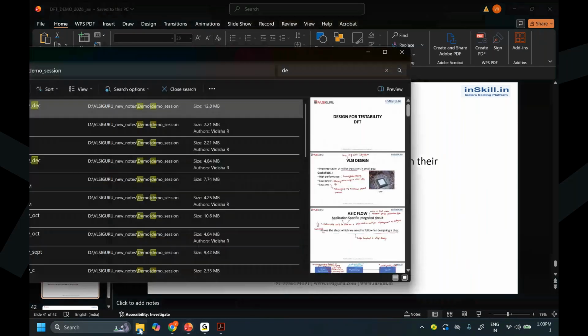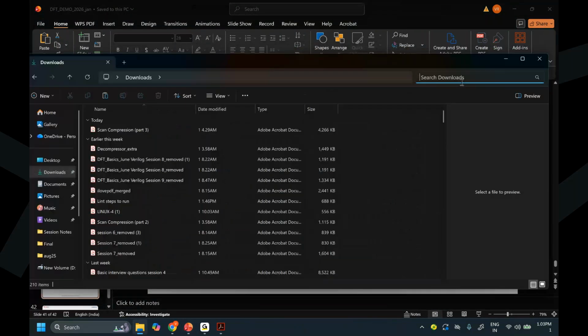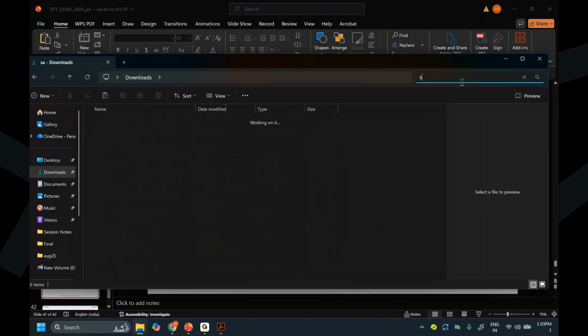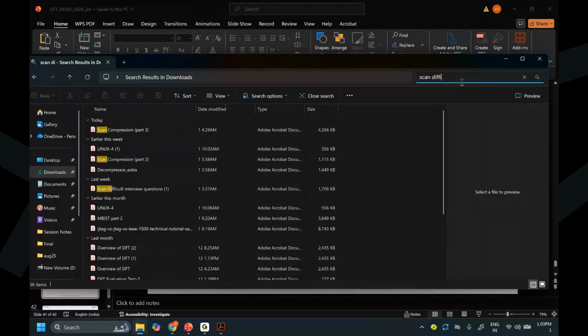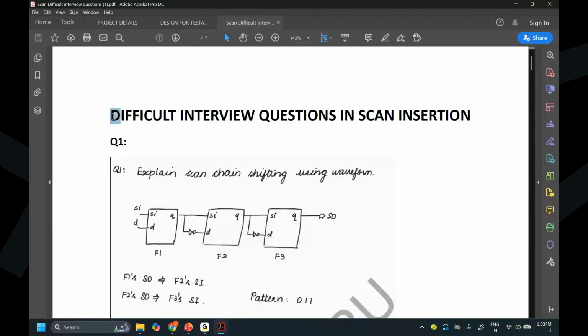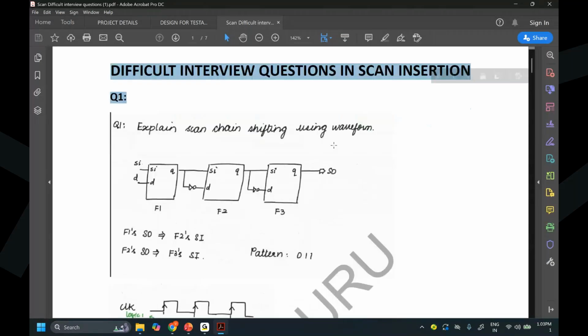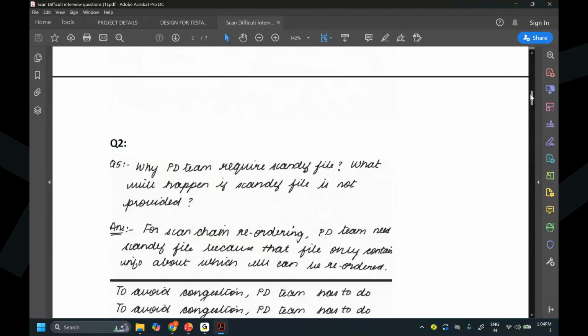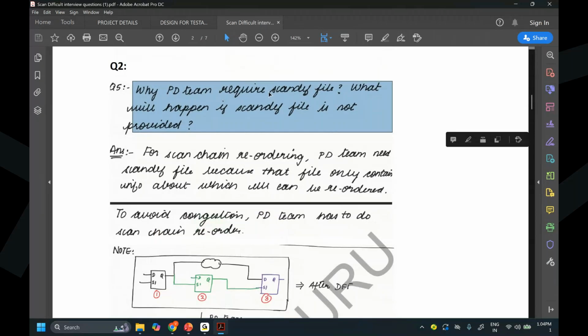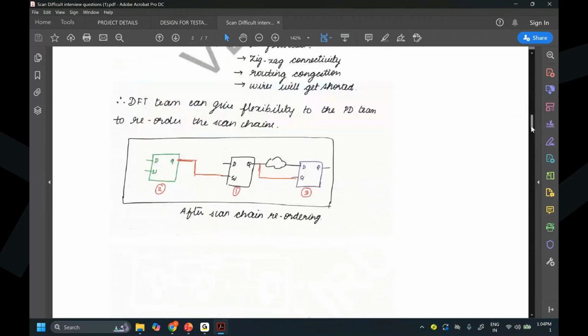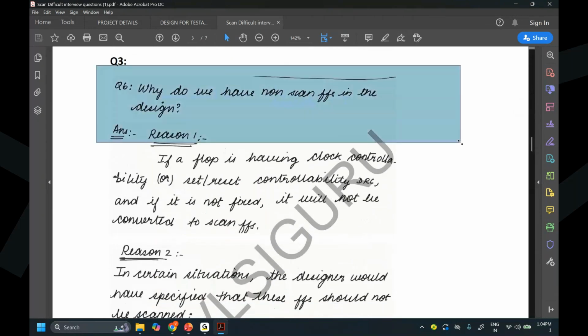Let me check if I have it here. I have it on my other device. Just to show you, this is the scan difficult interview questions list, for the scan topic. These are the application-oriented interview questions which the previous batch of students faced in their interviews. I've collected a list of those questions and I've also written the answers. I will be discussing all of this in our course, for each and every topic. Now I'm just showing it for the scan topic.